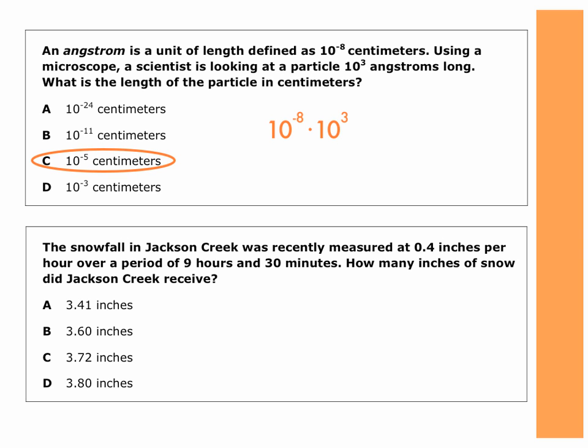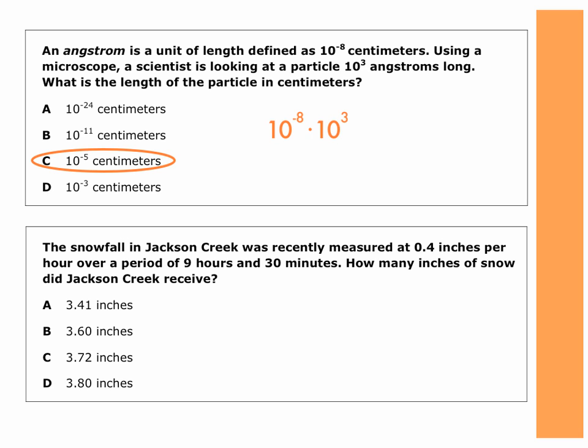The next example says the snowfall at Jackson Creek was recently measured at 0.4 inches per hour over a period of 9 hours and 30 minutes. How many inches of snow did Jackson Creek receive? Well, we just need to take how long it snowed and multiply it by how many inches fell per hour.